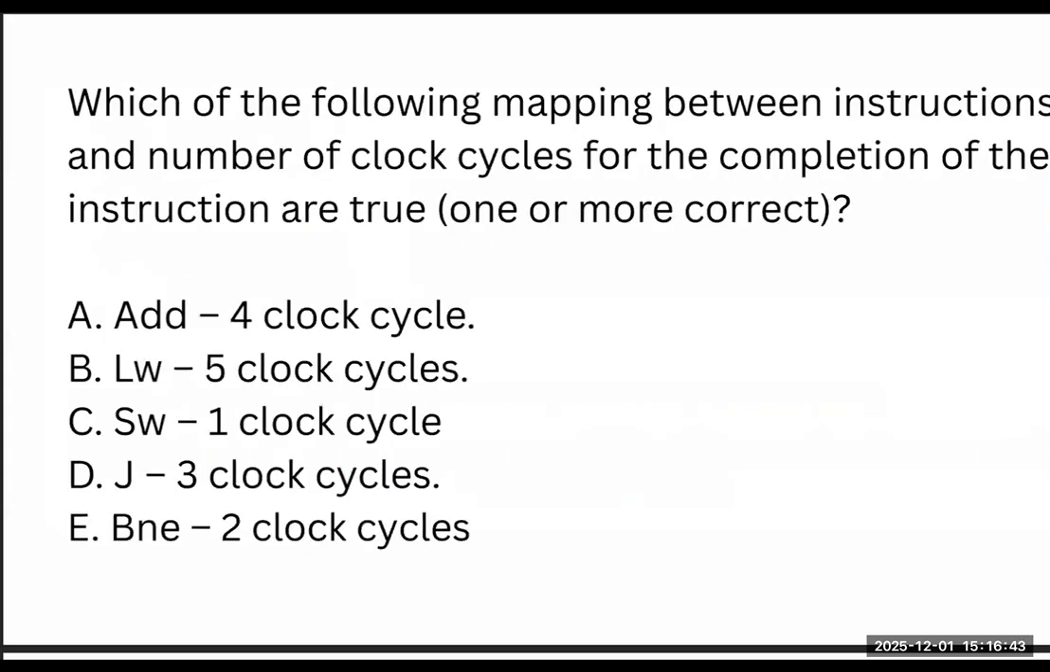Okay, I have some questions here. It would be great if you could answer them either by muting or putting the answers in the chat. Which of the following mapping between instructions and number of clock cycles for the completion of instructions are true? And we're talking about multi-cycle implementation. So if you have your answers, please put them down in the comments or I'll go through them. I think we have comments.